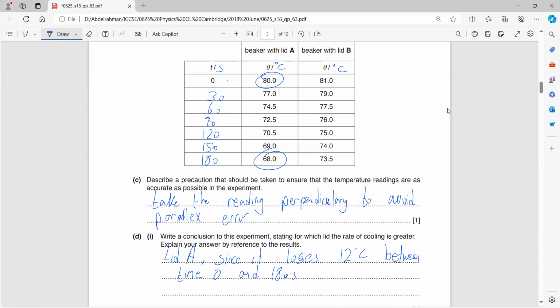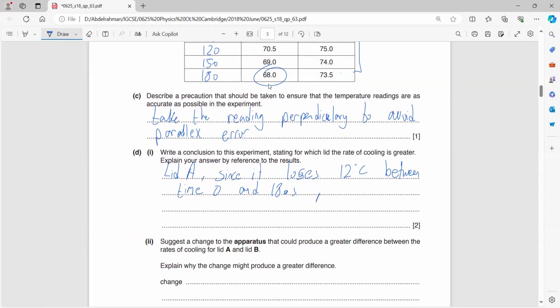Due to that A has lost 12 degrees Celsius, but B has only lost from 81 to 73. That's only about 8.5 degrees. Okay, correct me if I'm wrong. Okay, 8.5, well, 7 point, I guess 7.5. Okay, only 7.5 degrees, which is much less than 12 degrees. Okay, we can write down, but B loses only 7.5 degrees Celsius. That's it. Yes. Okay.